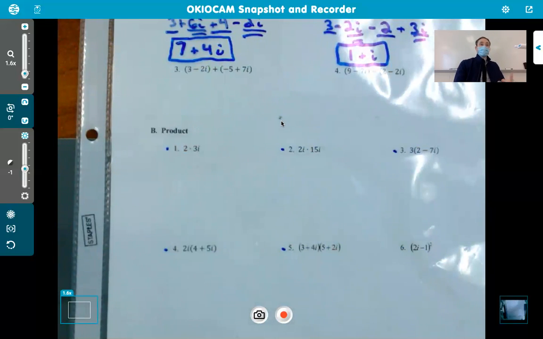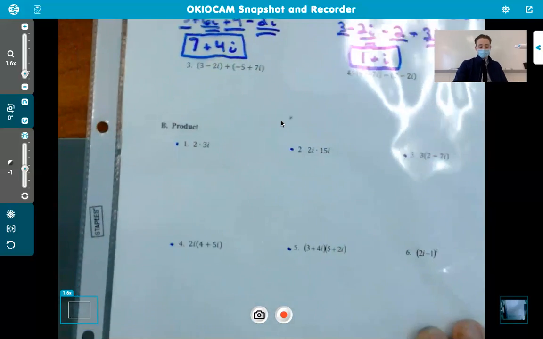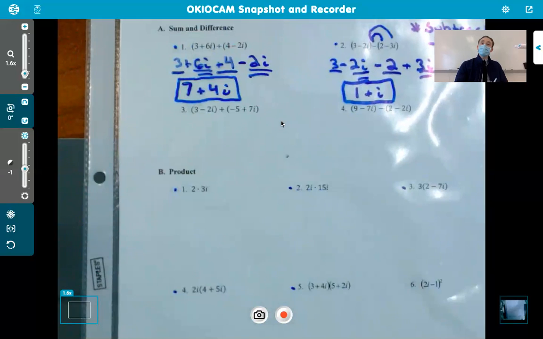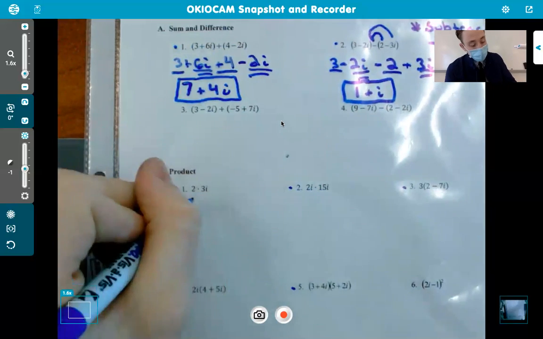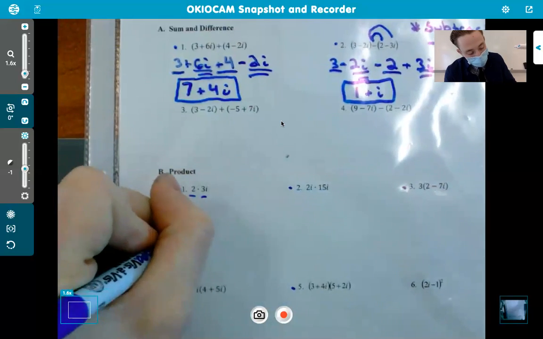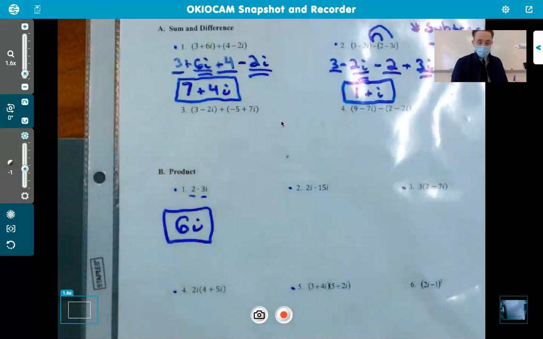A lot of the same algebra rules apply though. So what do we think our answer should be for number 1? If I have 2 times 3i, 6i, right? Just like if it was 2 times 3x, you would get 6x. 2 times 3i, you just multiply those coefficients, and we get 6i for an answer. Okay, so real times an imaginary, I can just tag that i along. Nothing too strenuous there.